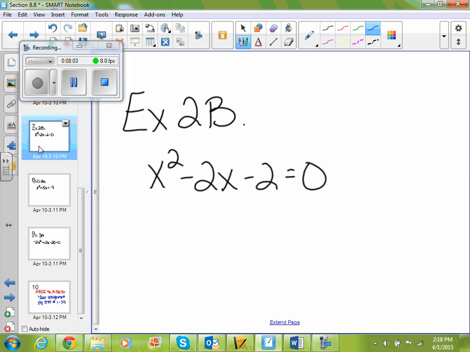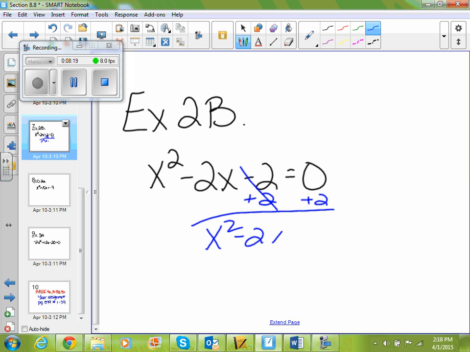So if I look at x squared minus 2x minus 2 equals 0, I can't have this minus 2 here, right? Because we never had that before. So I need to move that minus 2, so I only have x squared and 2x. So I'm going to add 2 to both sides. So then I have x squared minus 2x equals, what's 0 plus 2? 2.